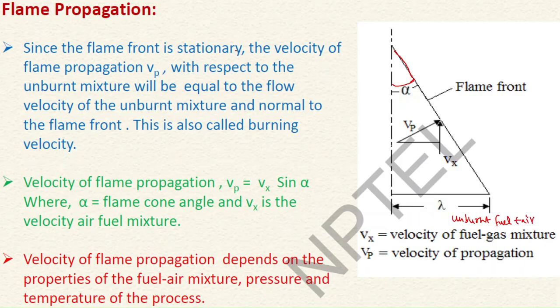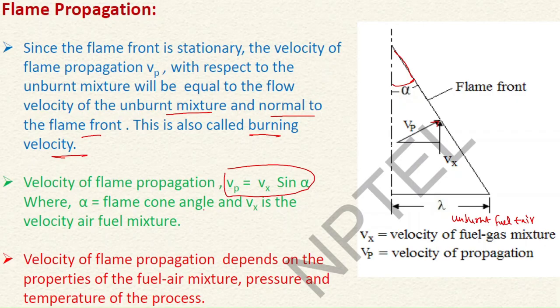And Vp is the velocity of flame propagation, which is perpendicular to the flame front. Since the flame front is stationary, the velocity of flame propagation Vp with respect to the unburned mixture will be equal to the flow velocity of the unburned mixture normal to the flame front. This is called the burning velocity. So Vp is equal to Vx sine alpha.